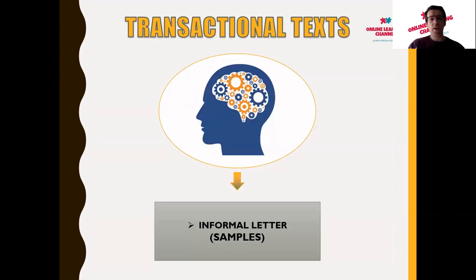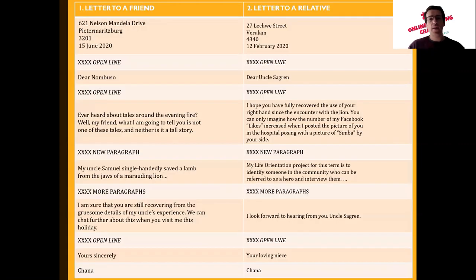So what we have today is a sample of an informal letter that is now being pieced together. So let's have a look as to what this informal letter now looks like. Okay, so as you can see on the left-hand column, where you see that this is a letter to a friend. So this is typically the layout and the structure that you would now have to follow in terms of piecing together this particular letter.